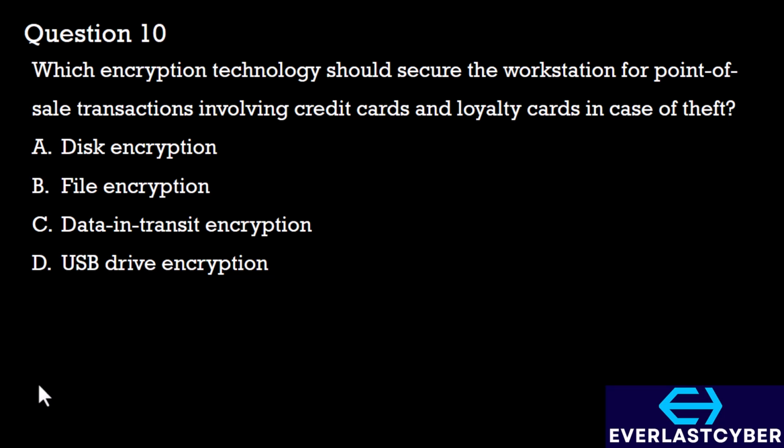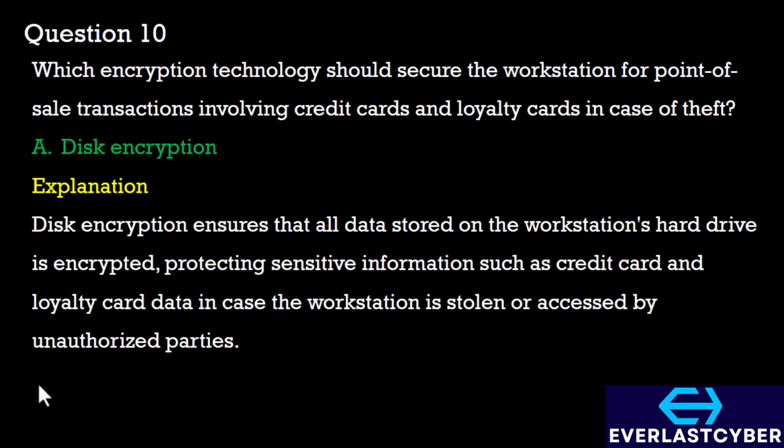So with respect to the scenario we have here, the best encryption technology that will secure the workstation for a point of sales transaction that has information about credit cards and loyalty cards in case of theft would be option A. This encryption will ensure that all the data that is on that workstation hard drive is encrypted, so it protects the sensitive information on it like the credit card and the loyalty card data in case the workstation is stolen or accessed by unauthorized parties.